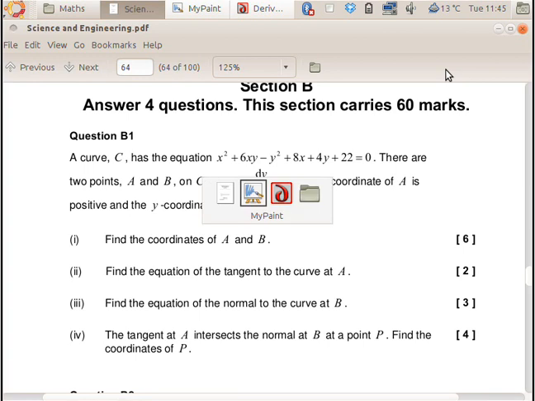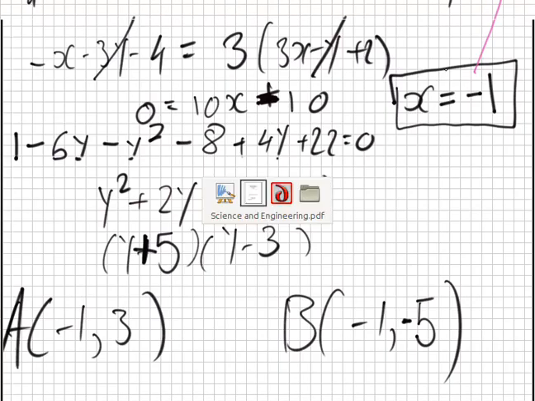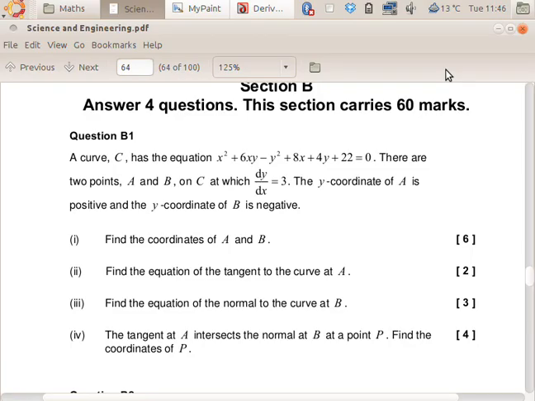Find the normal at B. What's the slope of the normal at B? Minus 1 over 3. And the point is minus 1, minus 5. Could you find the normal? Again, easy peasy. And then finally, find where the tangent and normal intersect. Yeah. So look, 4, 5, 6, 7, 9 marks I consider to be 9 marks that are guaranteed, because you have this from semester 1.